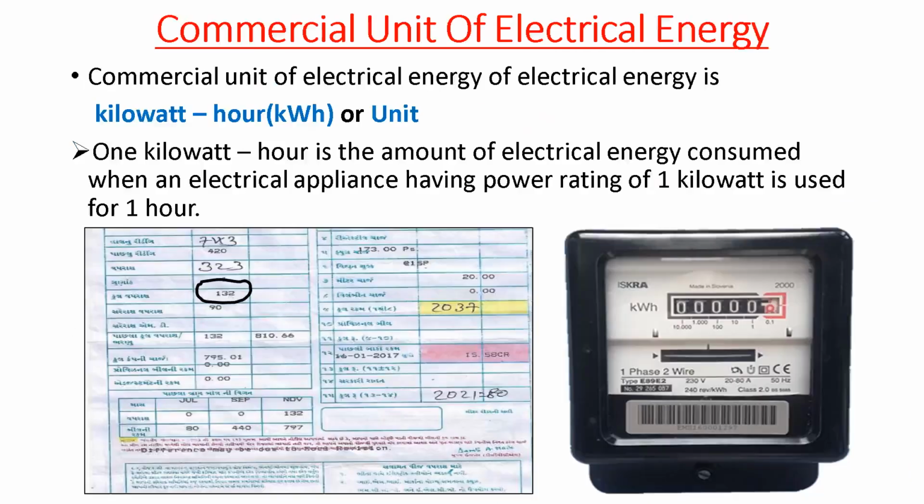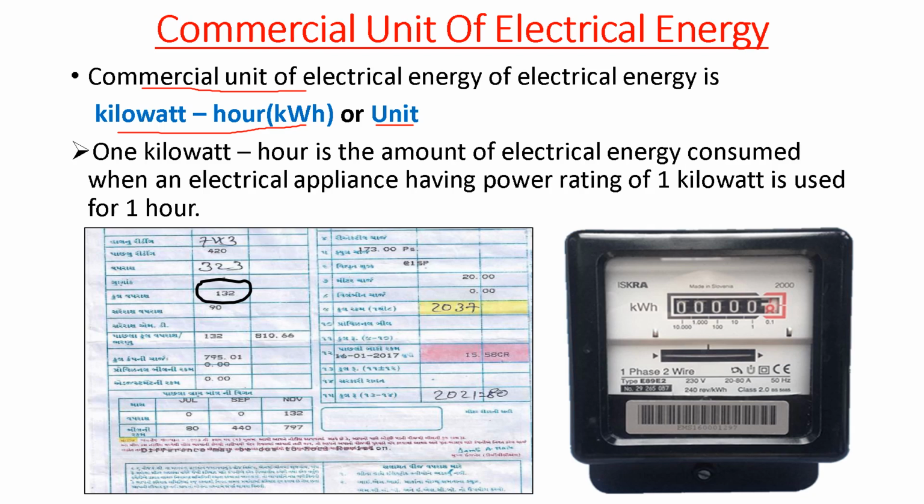Now let's move to the next topic, that is commercial unit of electrical energy. Commercial unit means the unit in which we get the electric bill, or the unit for which we are paying the electric bill. The commercial unit of electrical energy is kilowatt hour, also known simply as unit. For example, you may get an electric bill in which it is mentioned that this much unit has been used for these 2 months.